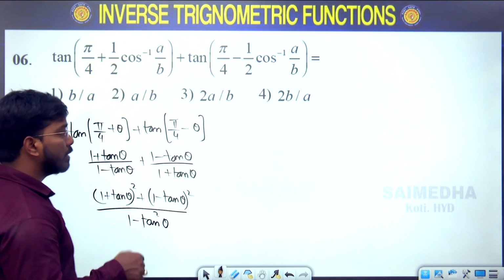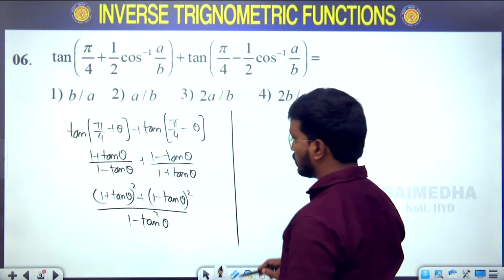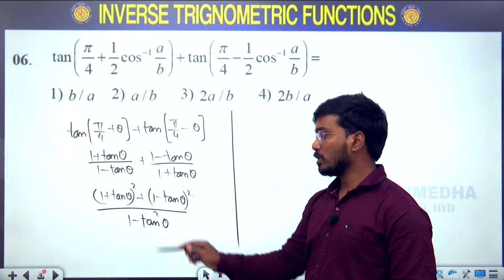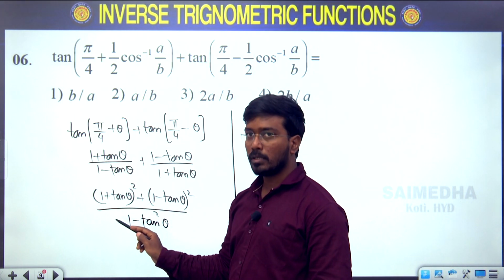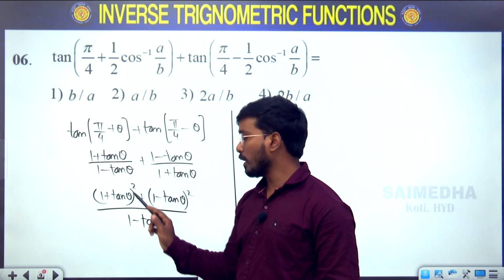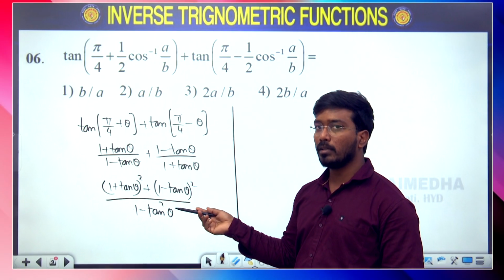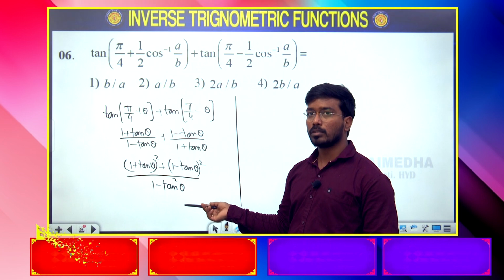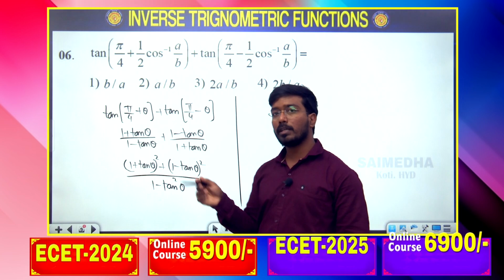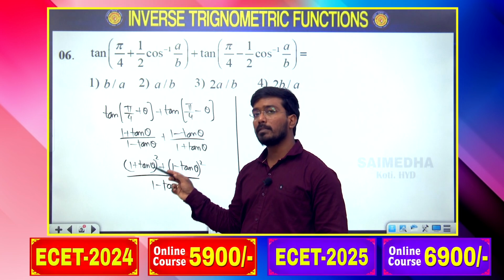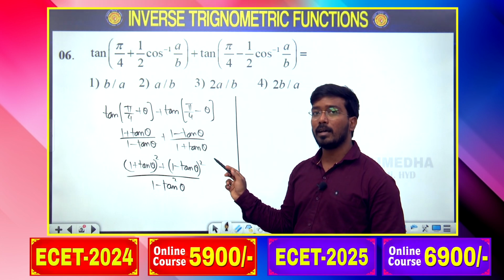Now everyone knows that tan theta can be written as sin theta divided by cos theta. So it is going to become 1 plus sin theta by cos theta, that is cos theta plus sin theta whole square. Here it is going to become cos theta minus sin theta whole square, divided by cos square theta. Here also divided by cos square theta. So what is it going to look like? Cos square theta cancels. It is cos theta plus sin theta whole square, and cos theta minus sin theta whole square.